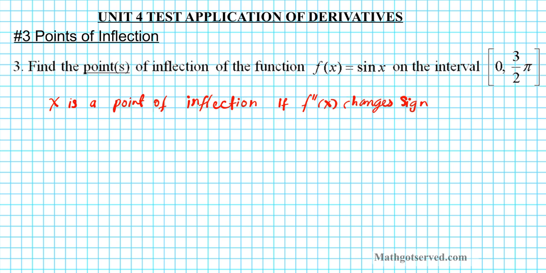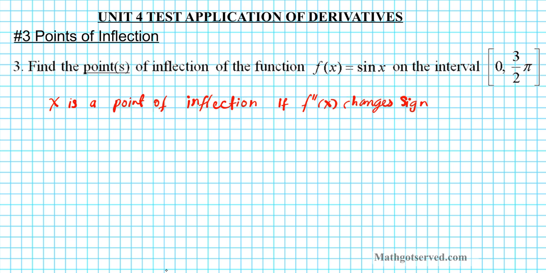Alright, so what we're going to do here is find the second derivative and set it equal to 0. That tells us when it's neither positive nor negative. And then use those values to create our boundaries for the intervals where f double prime is either positive or negative.